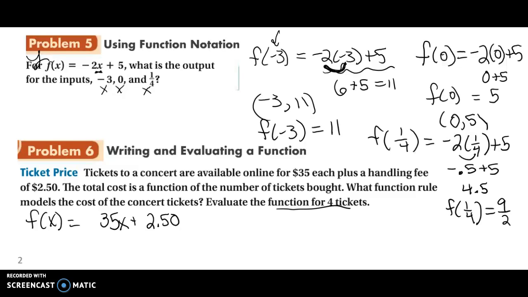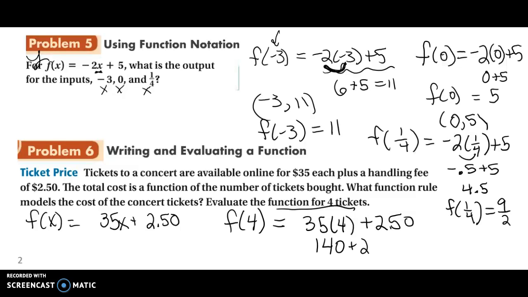Now I can evaluate for 4 tickets. So let's say you and 3 friends are going to the concert. So 4 people all together, how much will the tickets cost? So you're going to put the 4 where the x is, and again, we're only going to add that handling fee one time. So let's compute: 35 times 4 is 140, plus a $250 handling fee. So the function value at 4, or the cost for 4 tickets, will be $390.